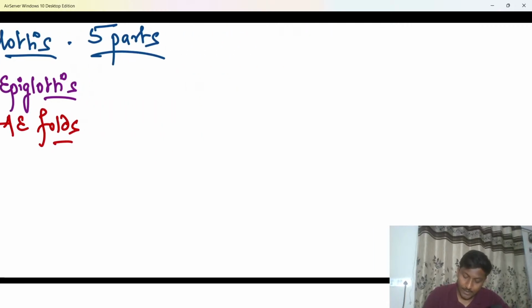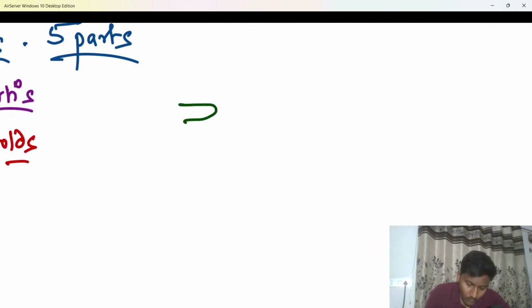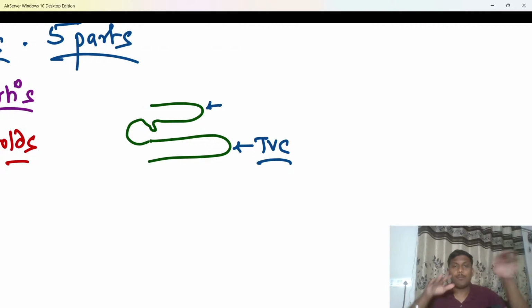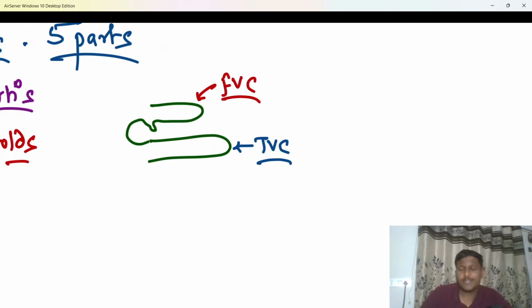The third part, please remember, for example, this is how the supraglottis will look. Okay? Now what is this? These are your true vocal cords or your glottis. But above and lateral to the true vocal cords, can you see there are other folds also? These folds are called the false vocal cords. So these mucosal folds present above and lateral to the true vocal cords are known as your false vocal cords.